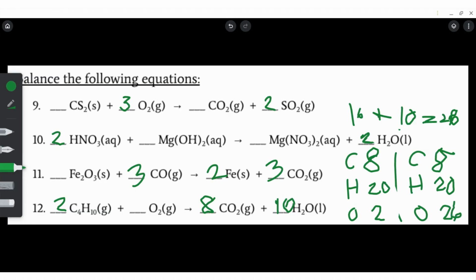And so now I know that if I need the total number of oxygens on the reactant side to be 26, the number that I have to put in front here is a 13. And that will change this now to be 26. Now we are good and we are balanced. We have 8 carbons on each side, 20 hydrogens, and 26 oxygens.